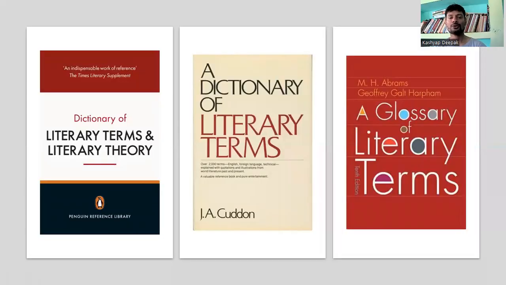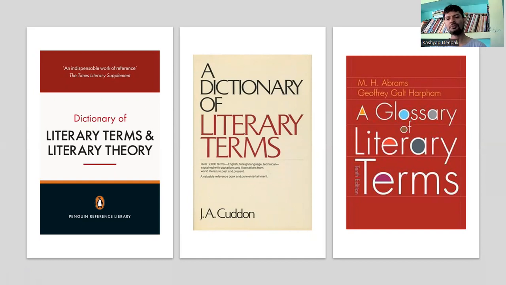If you are going to check these literary terms, then these three works are more important. That is the Dictionary of Literary Terms and Literary Theory, this is a Penguin book. And again, a Dictionary of Literary Terms by J.A. Cuddon. And the most popular, you are all aware about M.H. Abrams, A Glossary of Literary Terms. You can purchase either one of them, and if I have to recommend, then I will go with the Dictionary of Literary Terms and Literary Theory by Penguin. Although it is your choice which one you prefer, my choice is that.